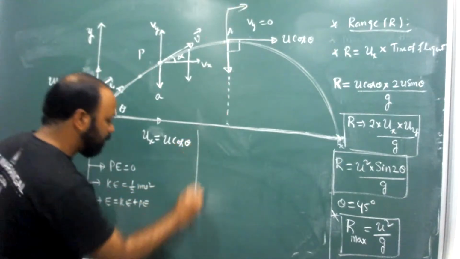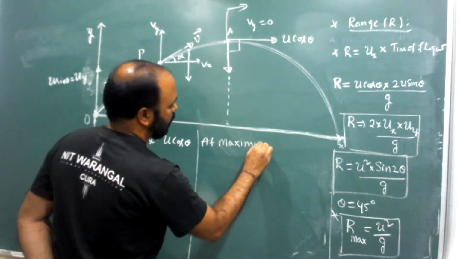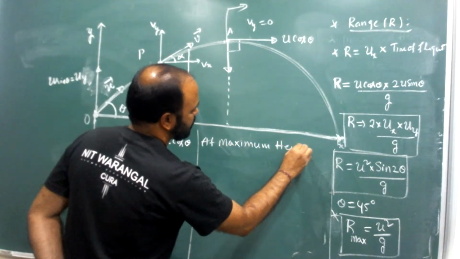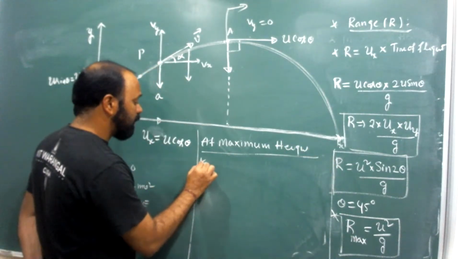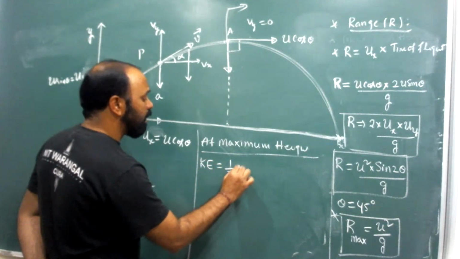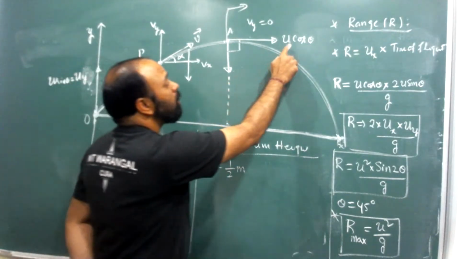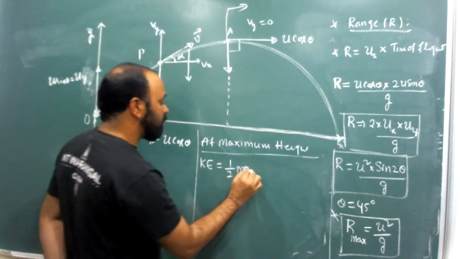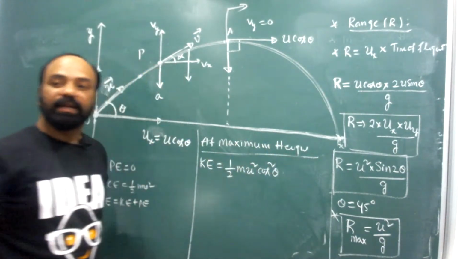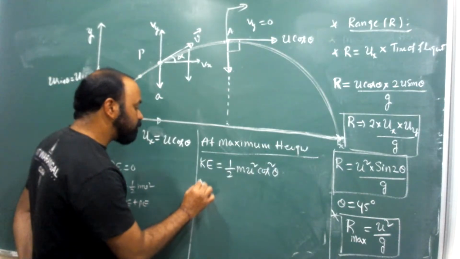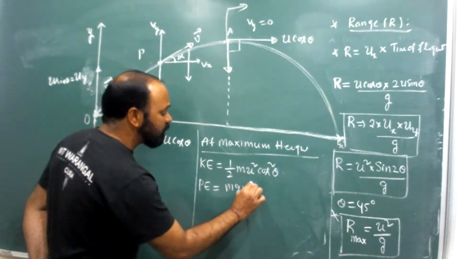Now, if they ask at maximum height, I am writing here, at maximum height, what is the kinetic energy? Kinetic energy formula is half m into velocity square. What is the velocity at the maximum height? u cos theta. Squared, you will get u square cos square theta. This is the kinetic energy formula. Suppose if they ask potential energy, the formula is m g h maximum.